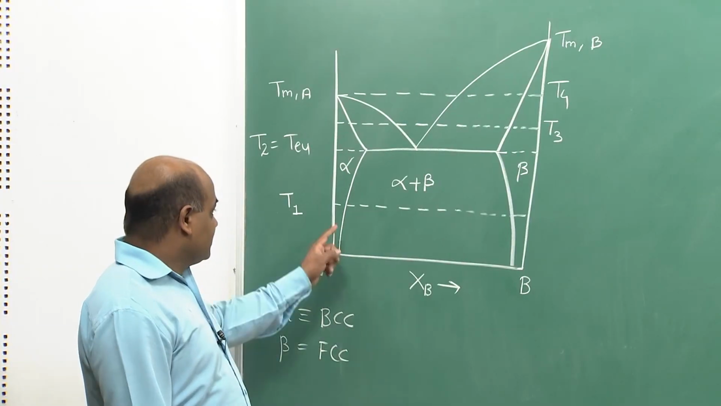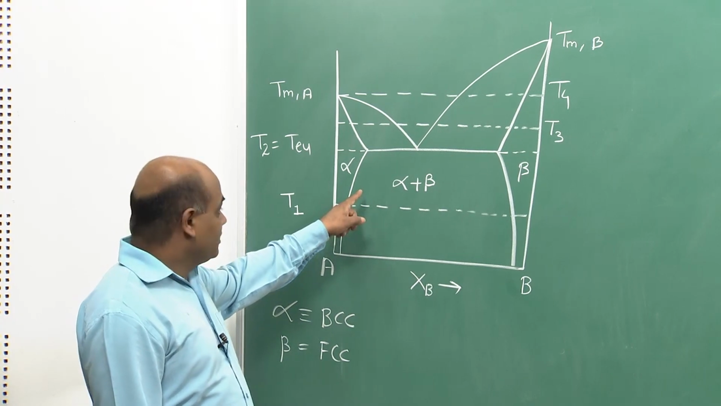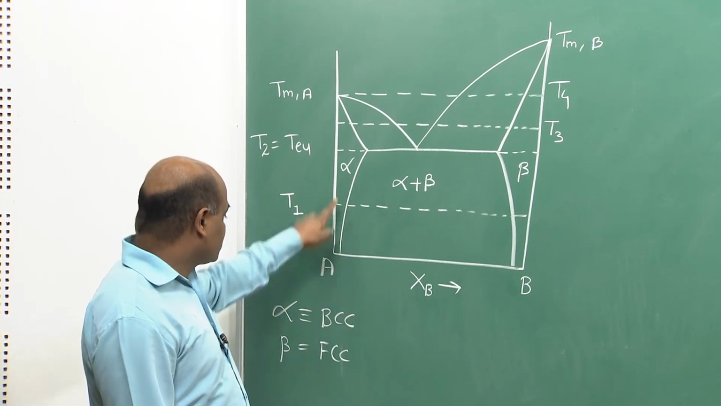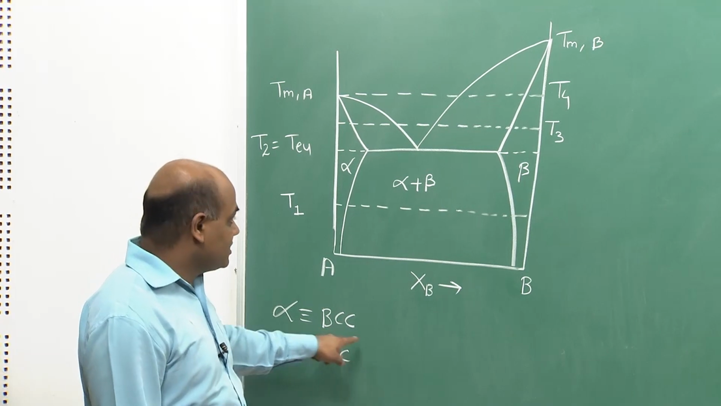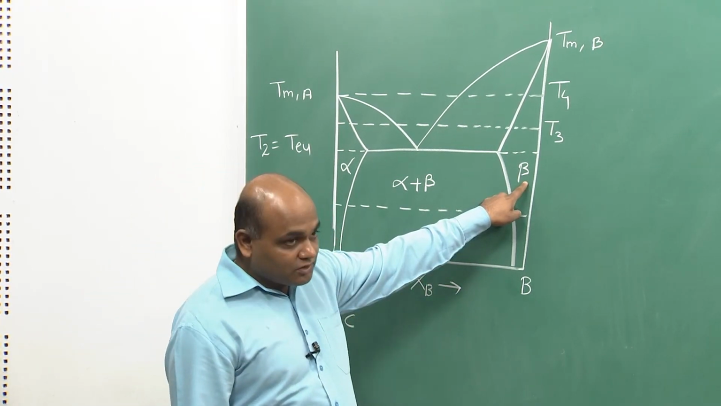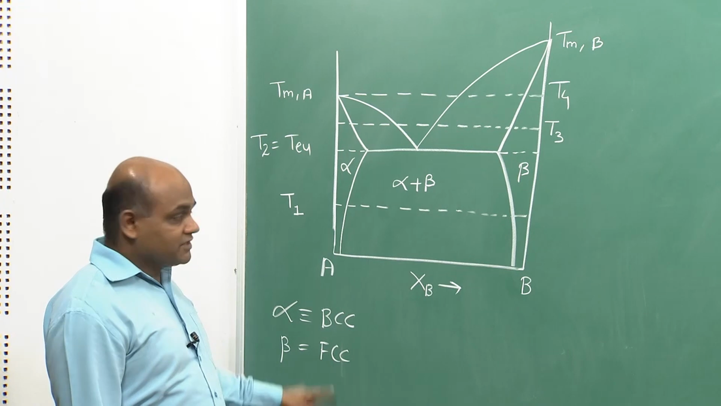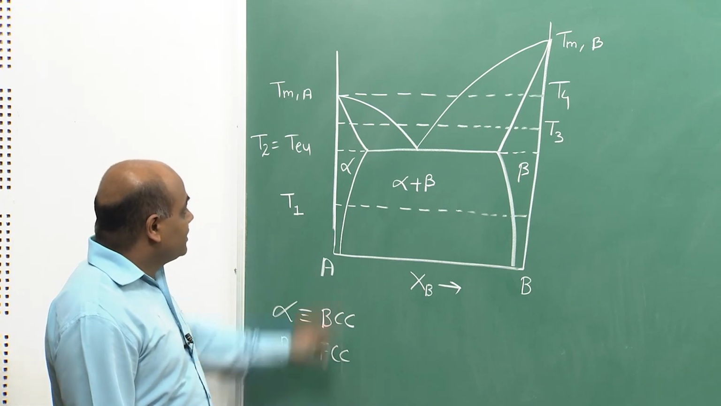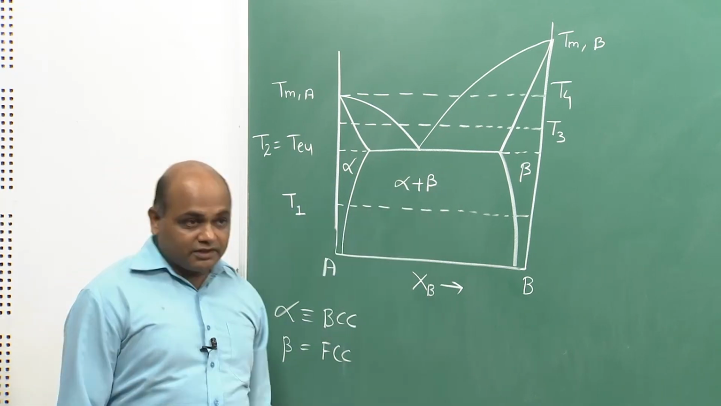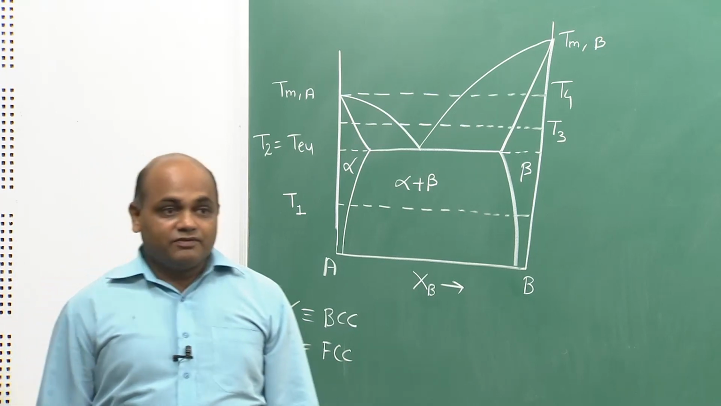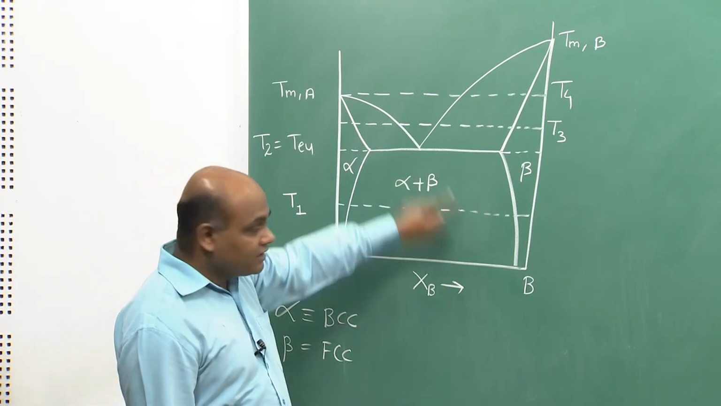There is a little bit of terminal solid solubility. Alpha is the A rich solid solution, which let us say is BCC, beta is B rich solid solution, which let us say is FCC, right, and there is a eutectic point here, the three phase equilibrium between alpha, beta and liquid.